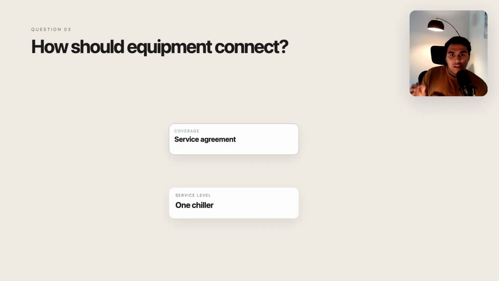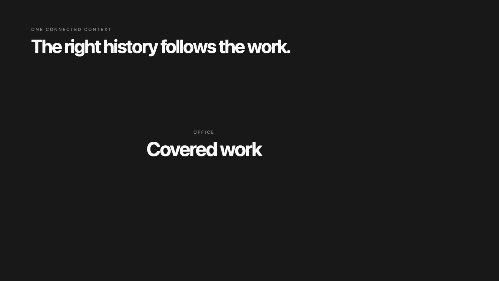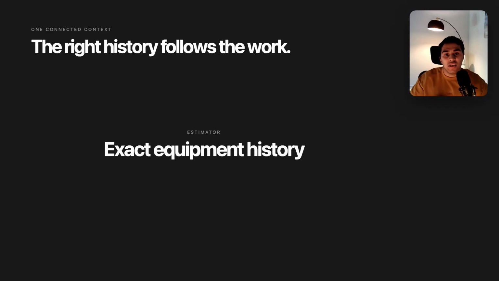The agreement should show exactly what is covered. Then create recurring work at the level your team actually services. One job for a chiller, one for a rooftop unit group, or one for an on-site package. Link those jobs back to the main agreement. Now an office user can open the agreement and see the covered work. Next, an estimator can review the history of the exact equipment instead of reading through an entire building file.